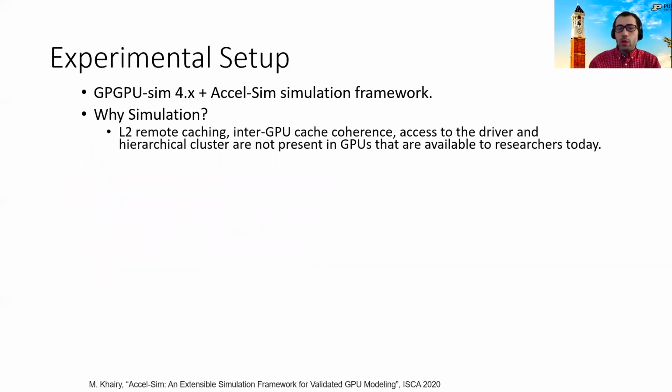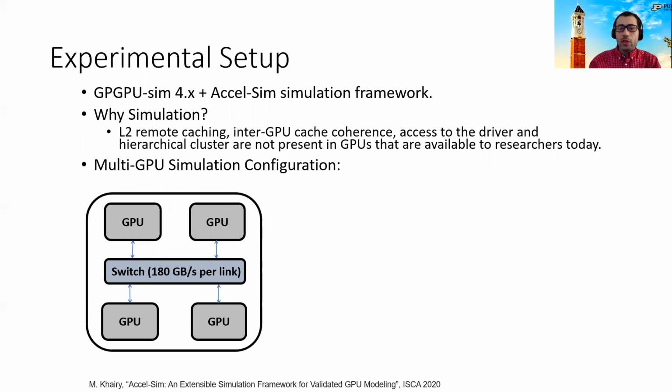To evaluate LADM, we use GPGPU-Sim version 4 with the recent memory system improvements from the Accel-Sim simulation framework. The reason we use simulation is because L2 remote caching and inter-GPU cache coherence, among other features, are not present in the GPUs available to researchers today. So we evaluate our experiment in simulation. We also provide some results on real hardware, an NVIDIA DGX server. The results can be found in the paper.